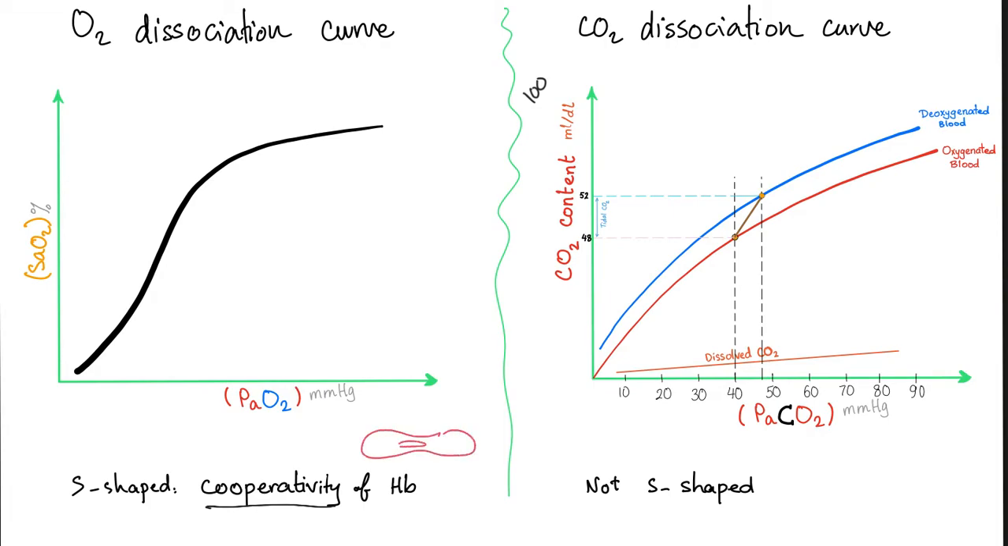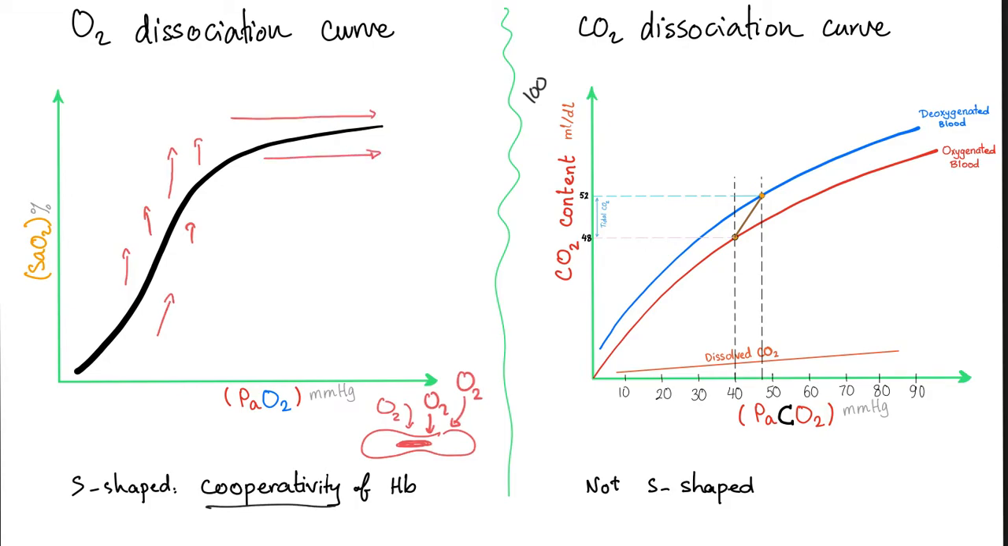Here is the RBC and here is the hemoglobin. Once the first oxygen molecule binds to the hemoglobin, it gets easier. The curve gets more vertical. It gets easier for the second oxygen to come through, and it gets even easier for the third oxygen molecule to jump on the hemoglobin. That's why the curve gets like this. It gets more vertical until the hemoglobin is kind of saturated and it flattens out.